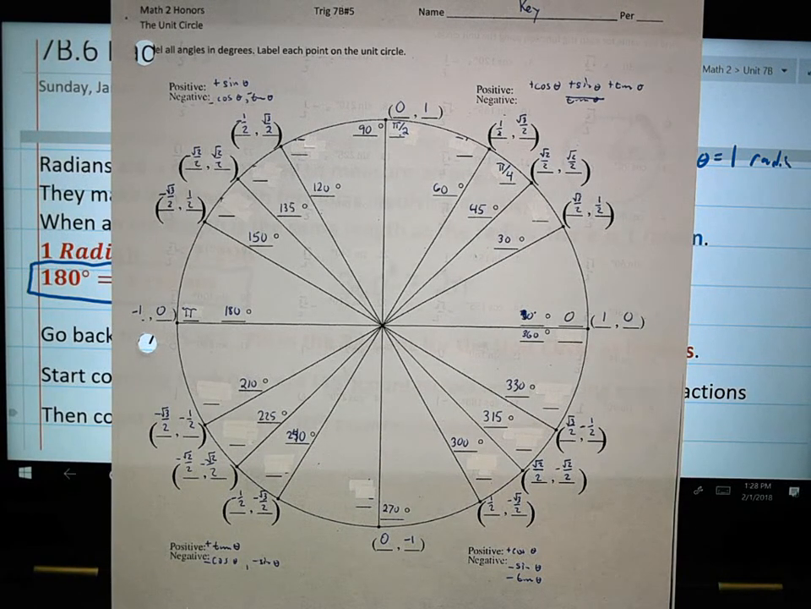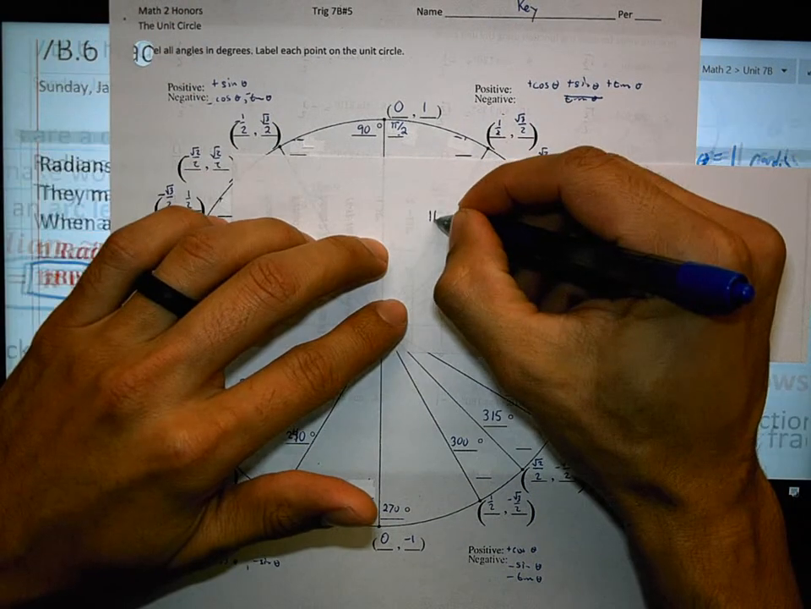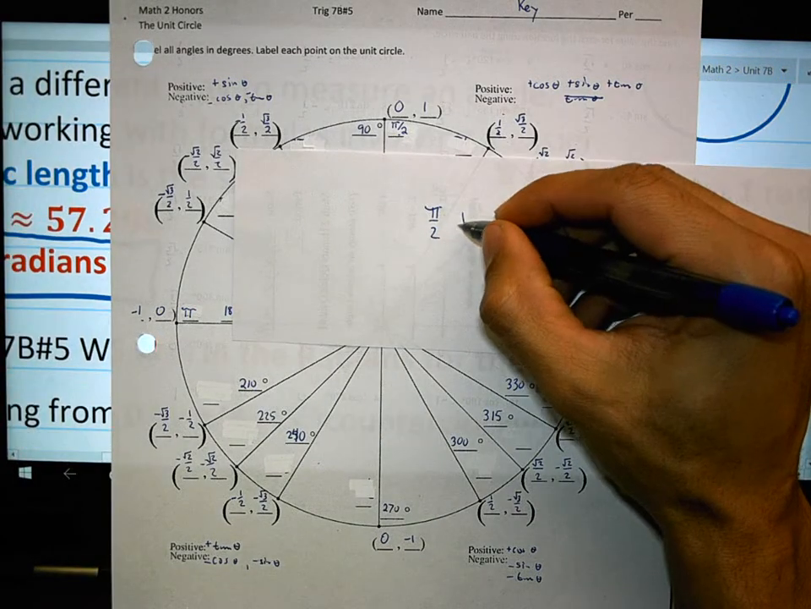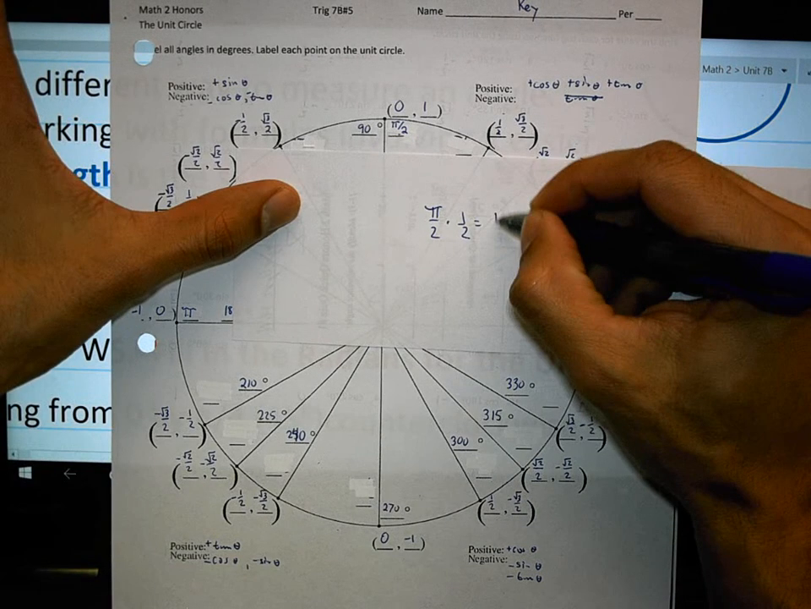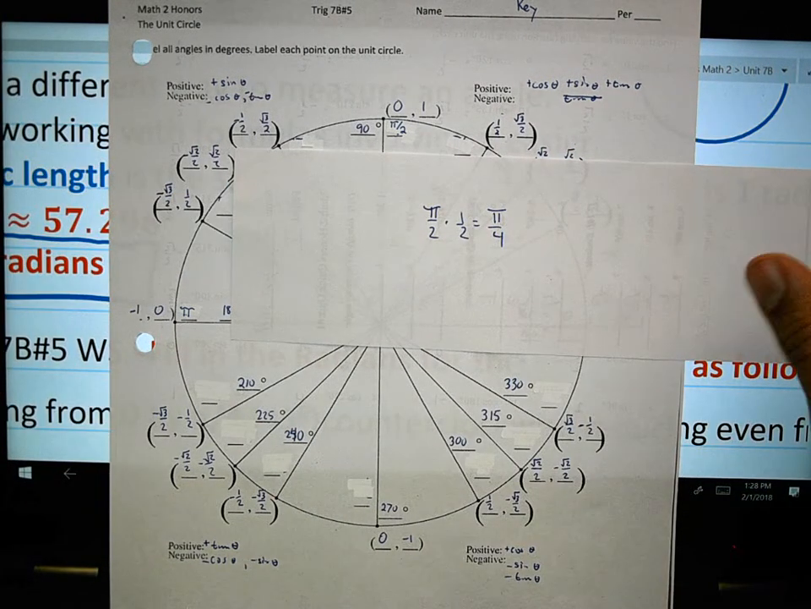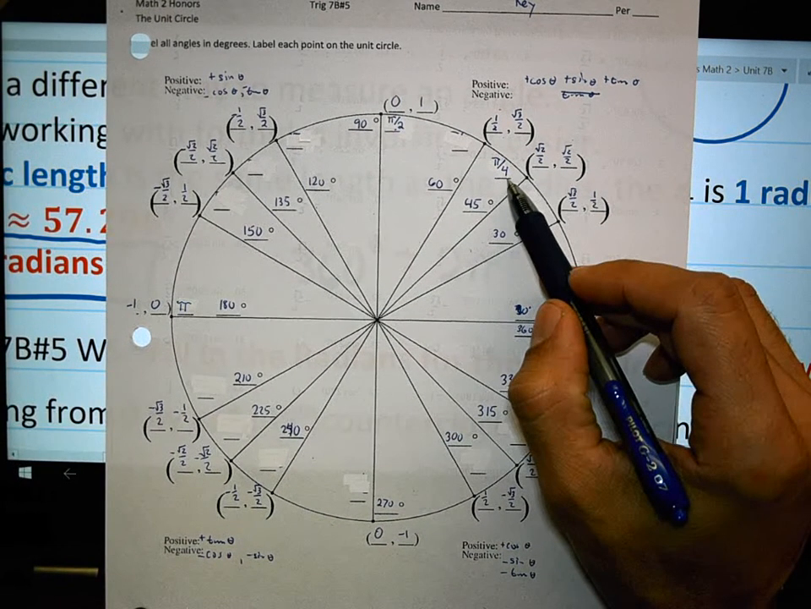So let me use the back of this piece of paper. If I have pi over 2 and I want to take half of it, you're multiplying by 1 over 2. If I want to do half of pi over 2, then that makes pi over 4. That's where the math comes from, okay? This angle, 45 degrees, is pi over 4.